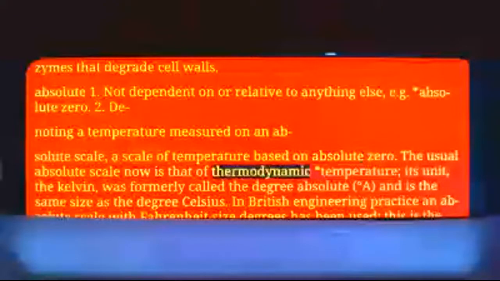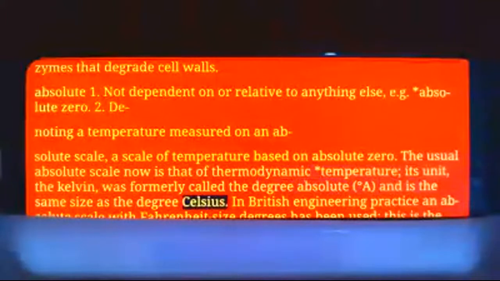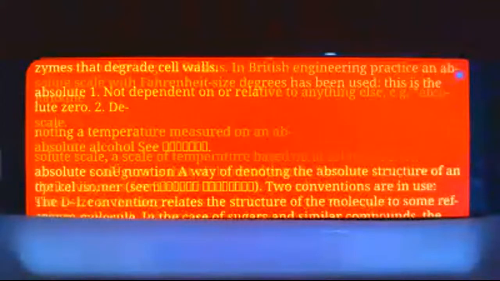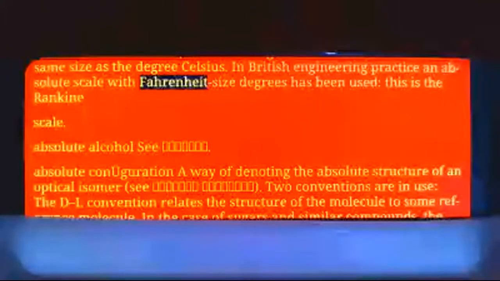The usual absolute scale now is that of thermodynamic temperature. Its unit, the kelvin, was formerly called the degree absolute, degree A, and is the same size as the degree Celsius. In British engineering practice, an absolute scale with Fahrenheit size degrees has been used. This is the Rankine scale. Absolute alcohol.